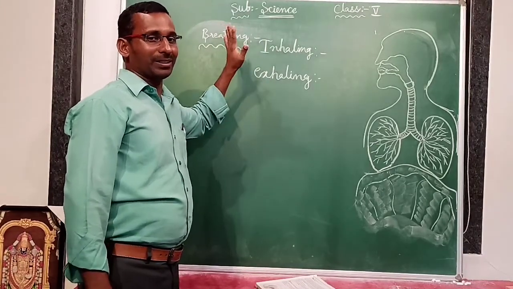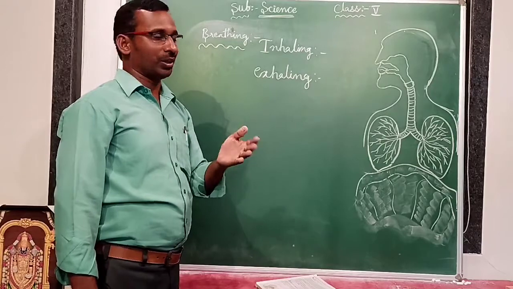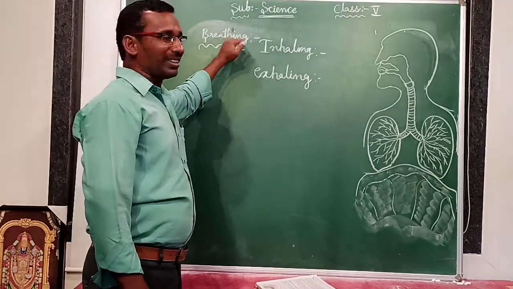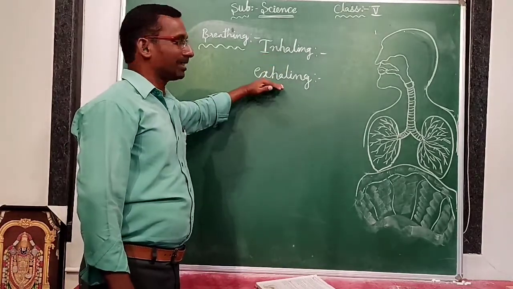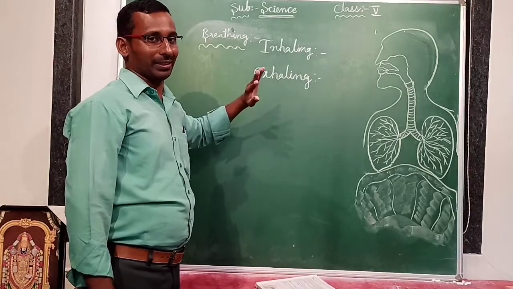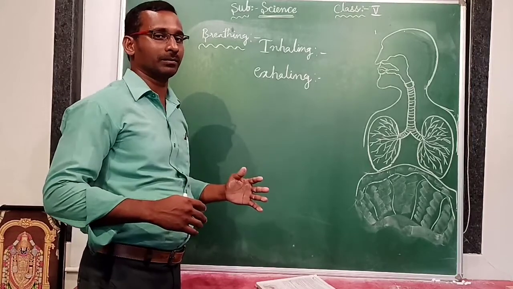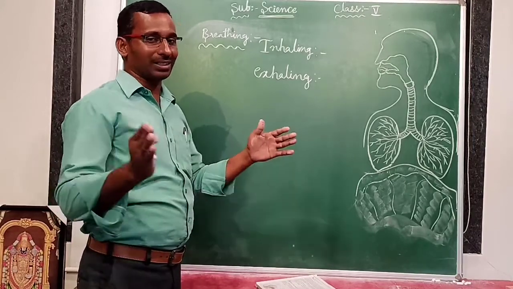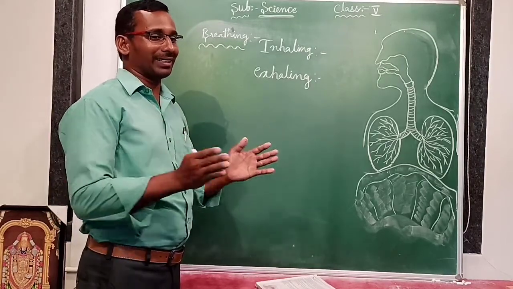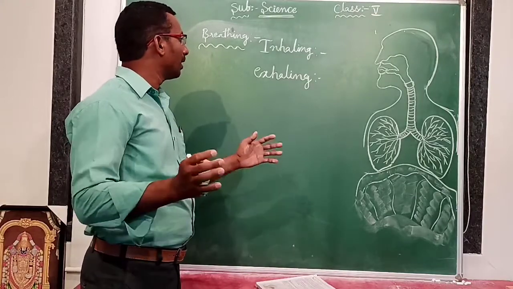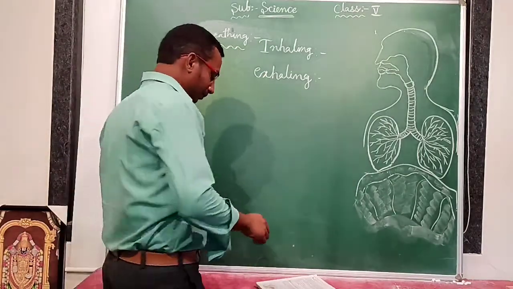Okay, clear? Breathing is taking air inside and releasing air out. This process is called breathing. So in this breathing process, two processes are involved. They are the inhaling process and the exhaling process. Is it clear? When we take air inside, our lungs will expand. When we release air out, our lungs will contract. Inhaling process, exhaling process. These two mingle and form breathing. Okay, clear? Yes.